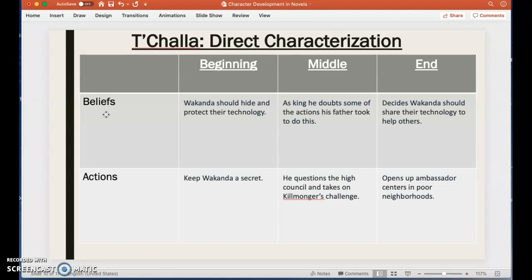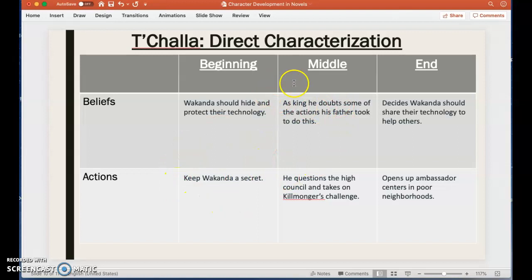So, some characterization. At the very beginning, his belief was that Wakanda should hide and protect their technology. The action that proves this is that they worked really hard at the beginning of the movie to keep it a secret, right? They had the force field, they had spies, they had a lot of stuff. No one knew anything about Wakanda, and you can tell that by the way Wakandans acted around other people, but also how they hid themselves. So that's the beginning. We have a belief, a personality trait, and an action that proves it.